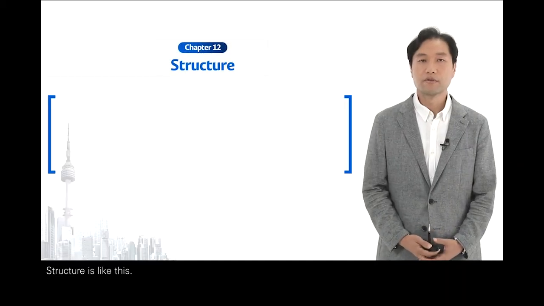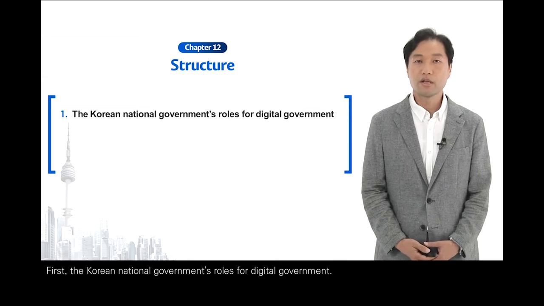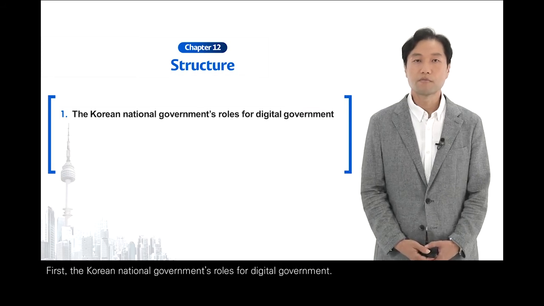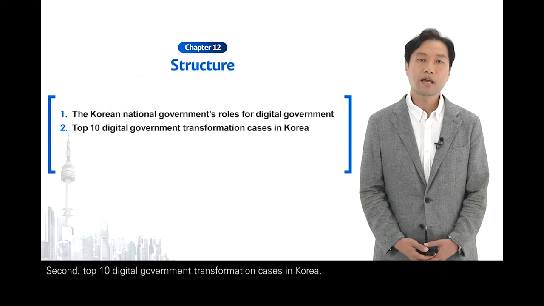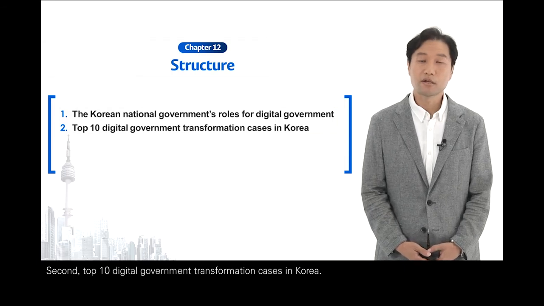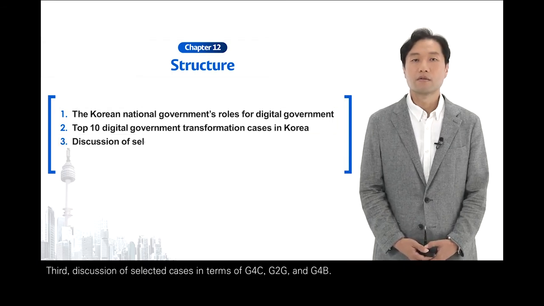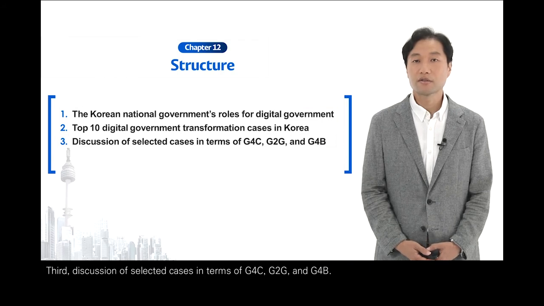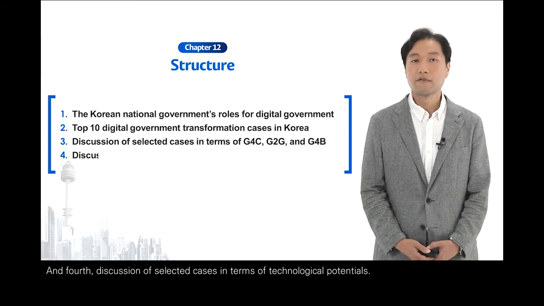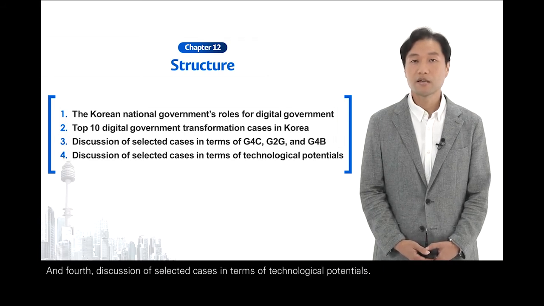The structure is like this. First, the Korean national government's roles for digital government. Second, the top 10 digital government transformation cases in Korea. Third, discussion of selected cases in terms of G4C, G2G, and G4B. And fourth, discussion of selected cases in terms of technological potentials.